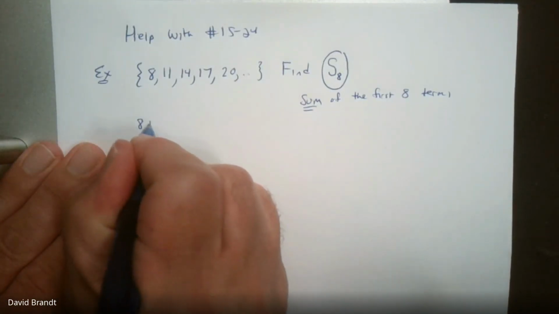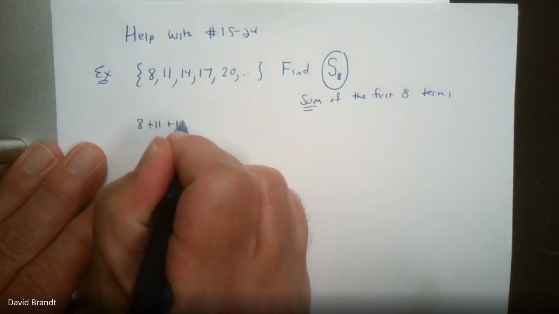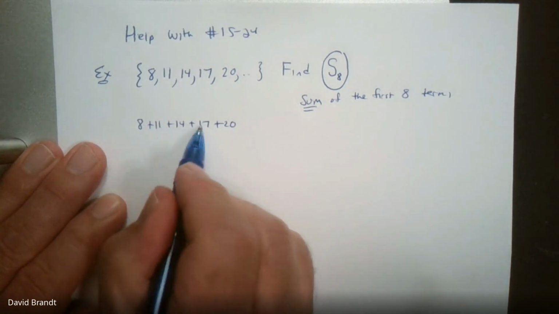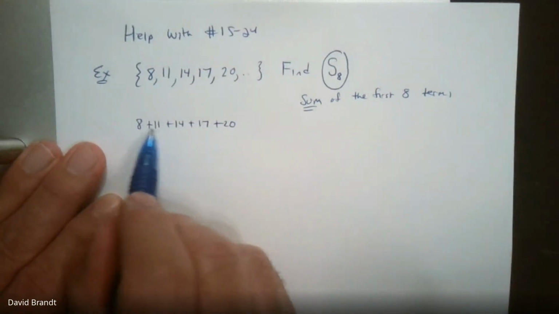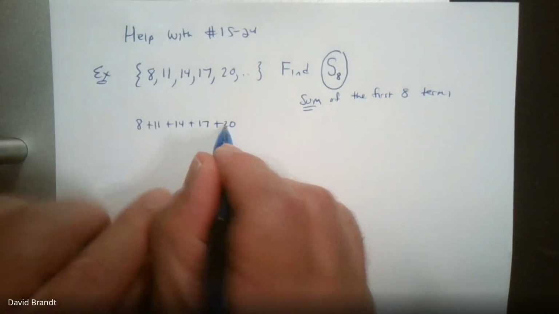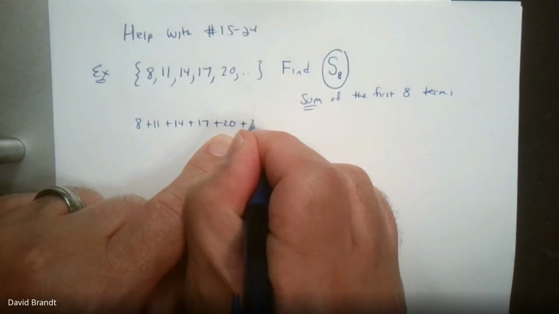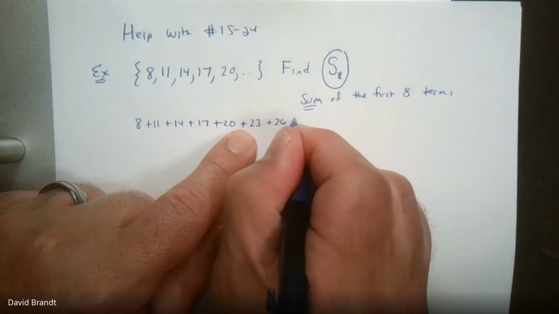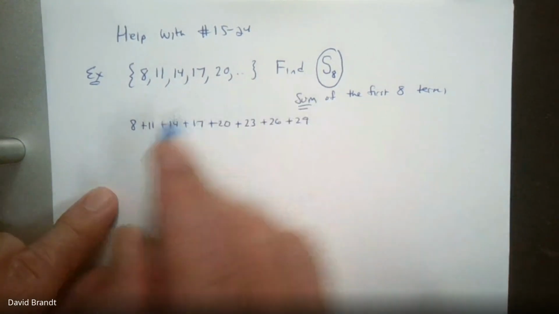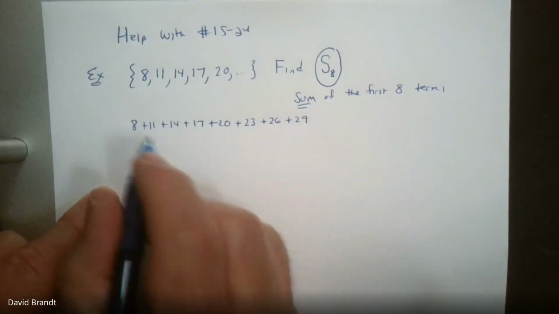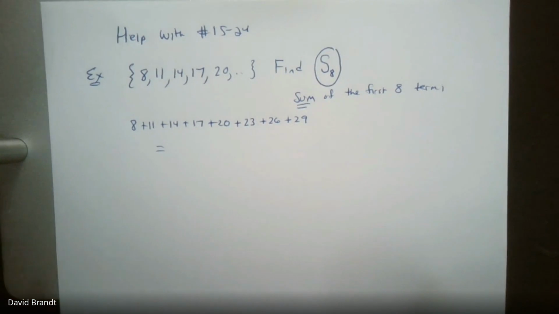So 8 plus 11 plus 14 plus 17 plus 20. That's 5 terms, I need 3 more terms. You're counting by 3, so the next term would be 23, 26, and 29. Let me double check: 1, 2, 3, 4, 5, 6, 7, 8. Yeah, that's 8 terms. So I just need to add those terms up.